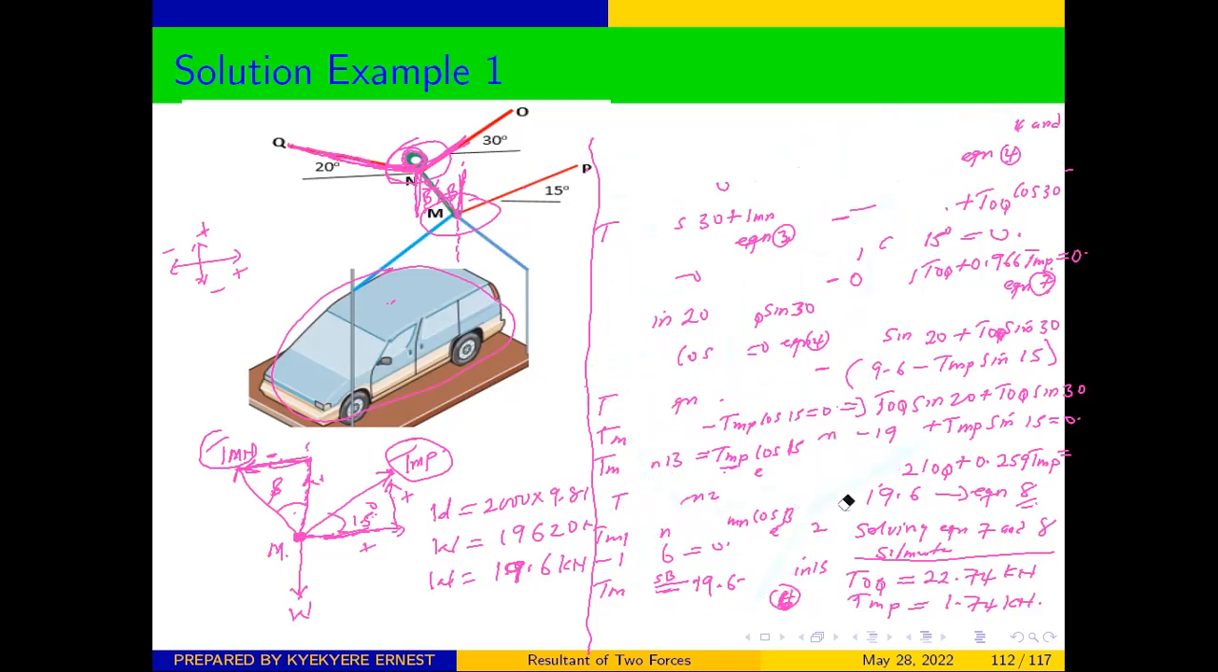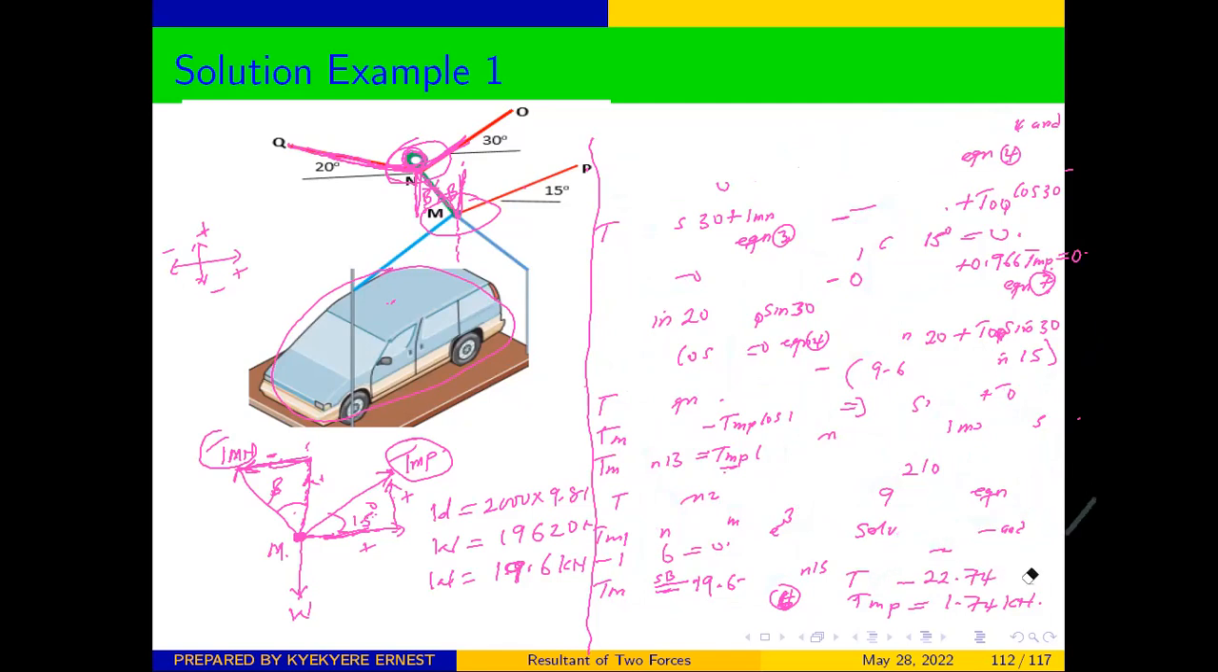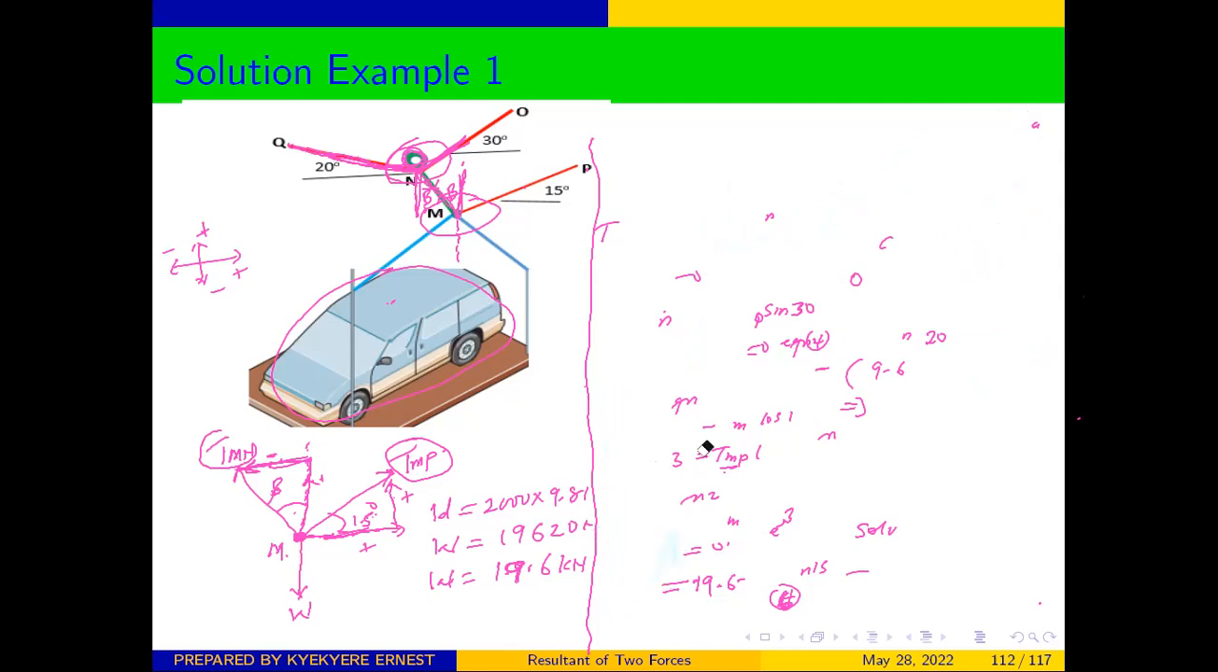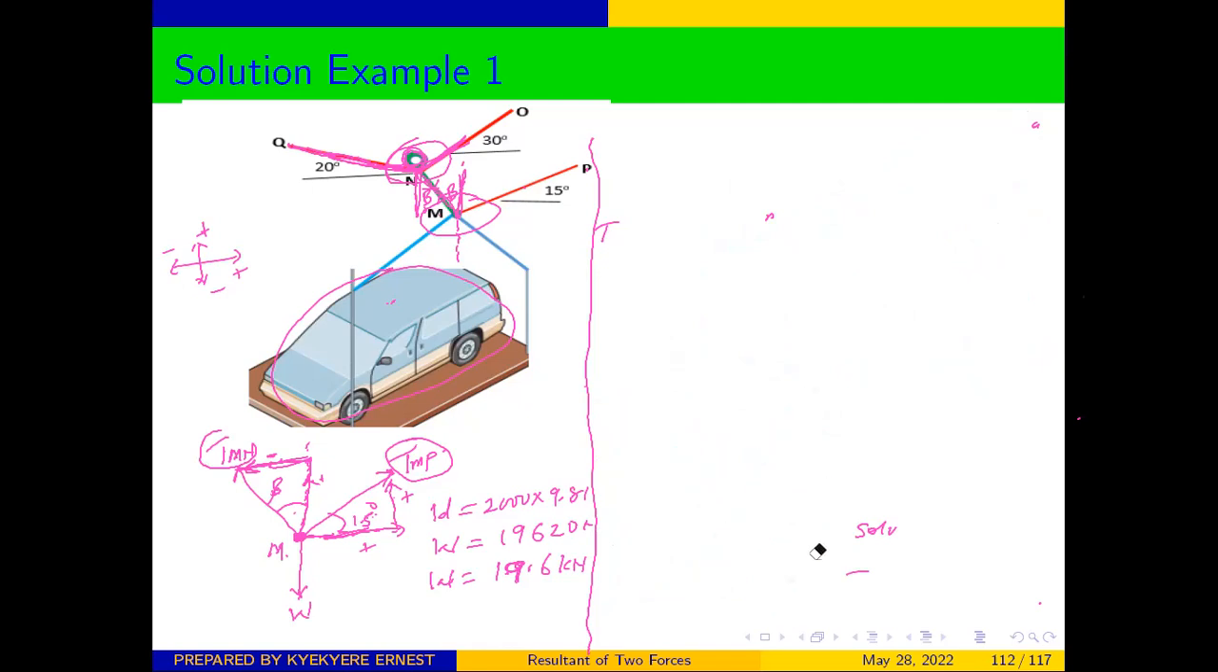Allow me to clean this side, even as we solve for the other remaining values, which is the angle theta, and also the value of TMN. Good. Let's continue from there.